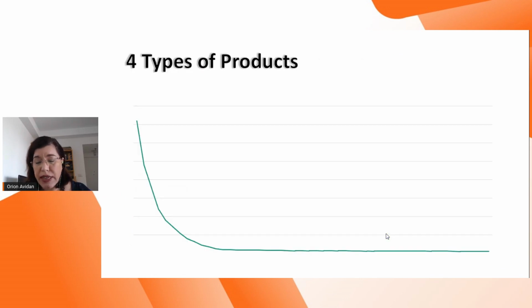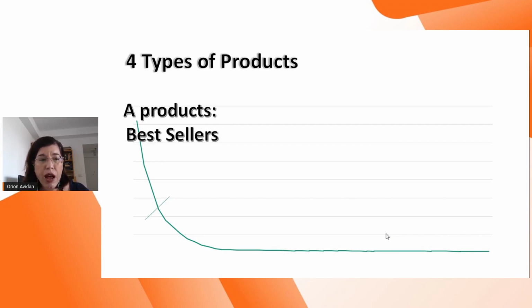What we can do with this is then we can divide it into 4 sections. We have 4 types of products on this graph. Our A products are the best sellers. They are the top 5 or 10% that create most of our volume in sales and in cash.